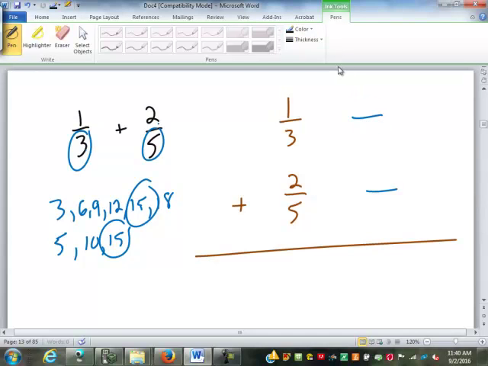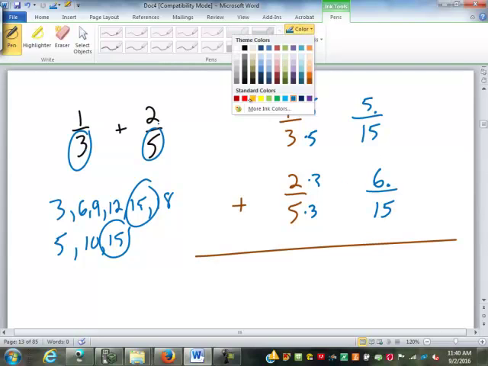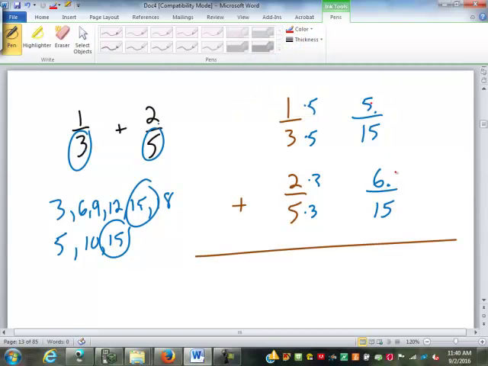So what we've come up with is that our common denominator has to be 15. What's going to have to go up here? 5. Good. 3 times 5 to make 15. 1 times 5 makes 5. What'll go here? 6. Good. It was 5 times 3 to make 15. 2 times 3 makes 6. 5 plus 6 is 11. We combine our counts. We keep the same name, 15.